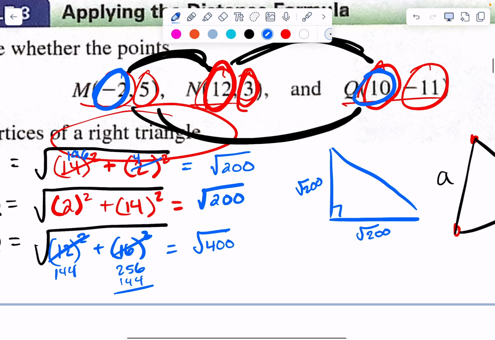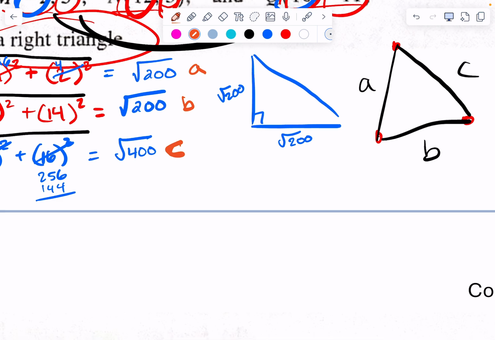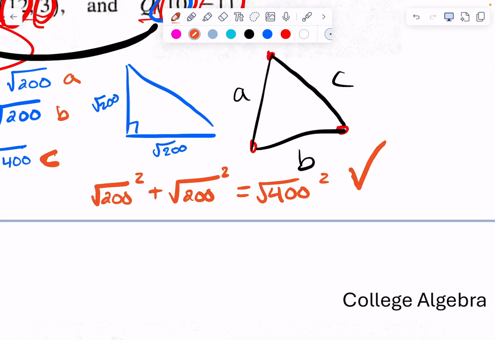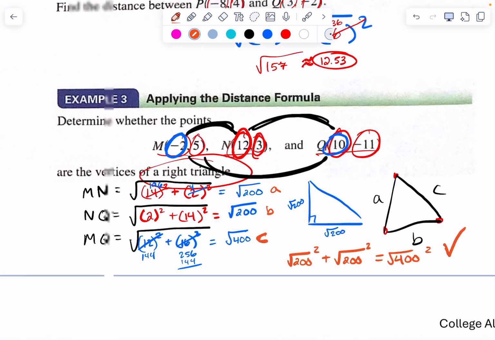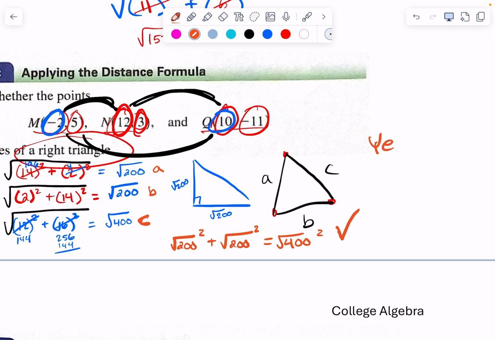Okay, so which side is side C then? The last one. This is C. We don't care what A and B are, so we'll just call it A and B. If I take A squared plus B squared equals C squared, if I get the square root of 200 squared plus the square root of 200 squared, is that equal to the square root of 400 squared? Right? The squares and the square root of 200 equals 400. So what is it looking for? It says determine whether the points are vertices of a right triangle. Yes, this is a right triangle.